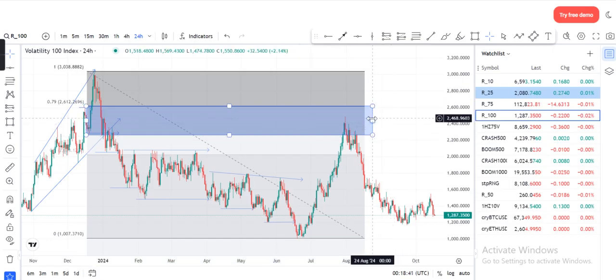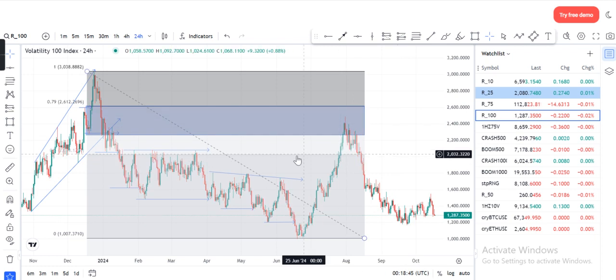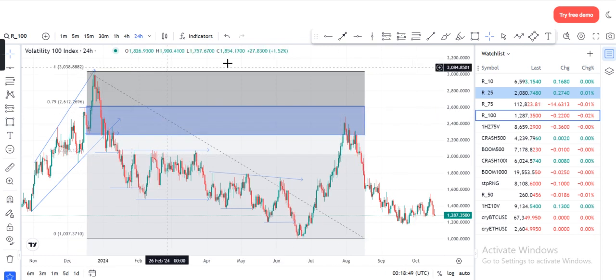Now, what we are doing here is basically back testing, because I don't really trade this Volatility 100 often. Before I get to analyze what is currently happening in the market, I always do my back testing. My back testing is what gives me the strength to be able to give a well and properly defined analysis on the current market chart.